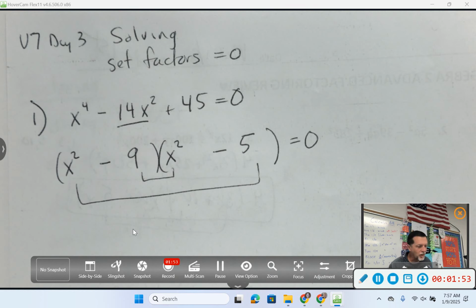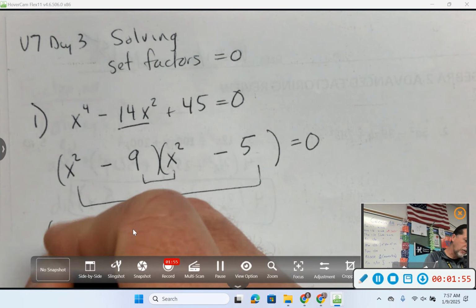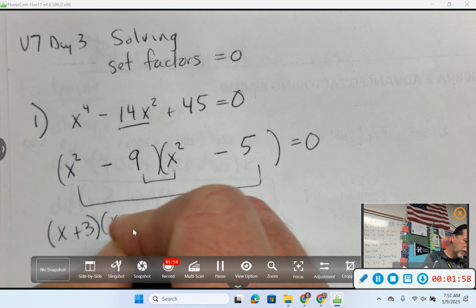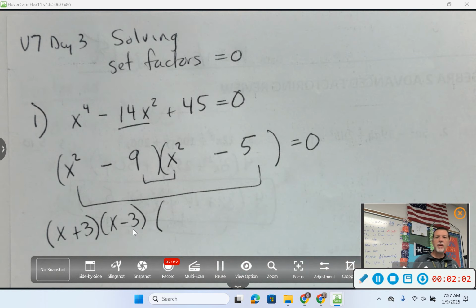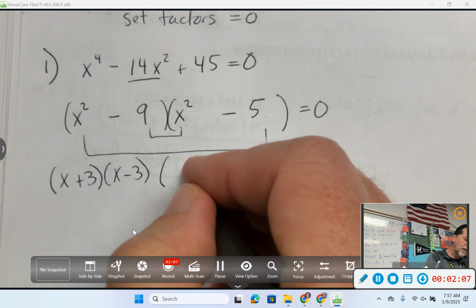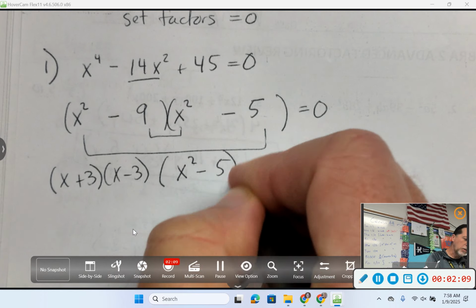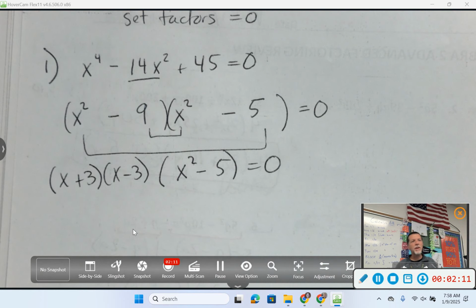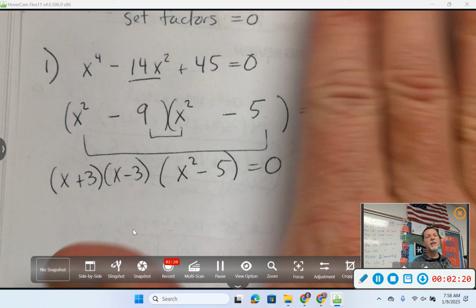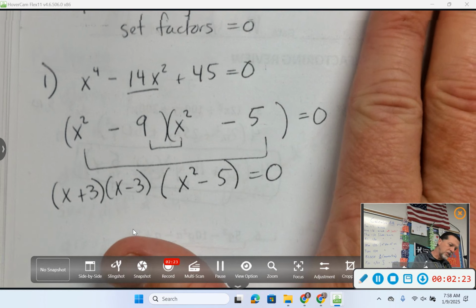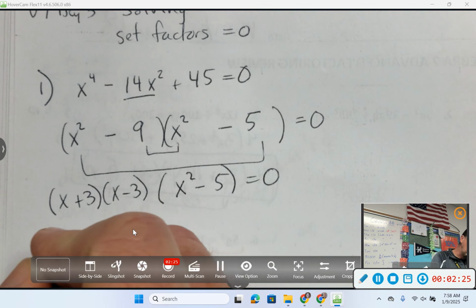The first one is also a difference of squares, so I can factor that further: x plus 3, x minus 3. I suppose if you're really good, you could maybe factor the next one, but we don't have to, because it would factor with square roots, so let's just leave it as x squared minus 5. And again, if this problem had happened yesterday, there wouldn't be an equal 0, and we would be done. Now there is an equal 0, and we're told to solve, so I need to set each of my factors equal to 0.